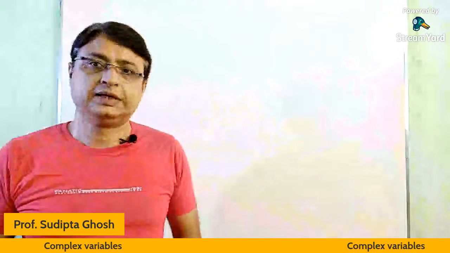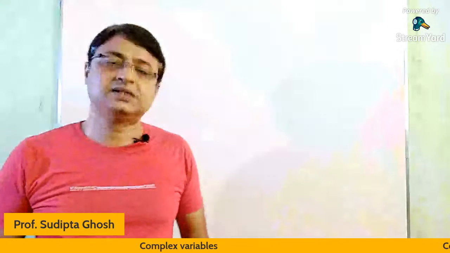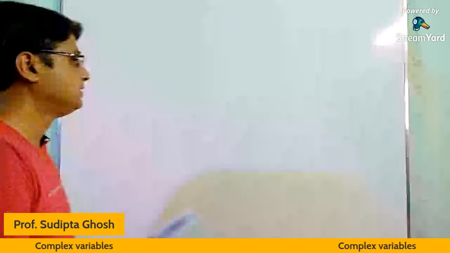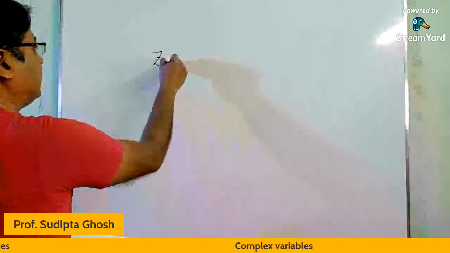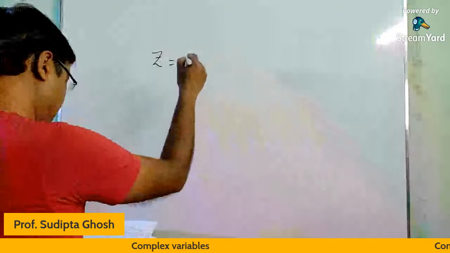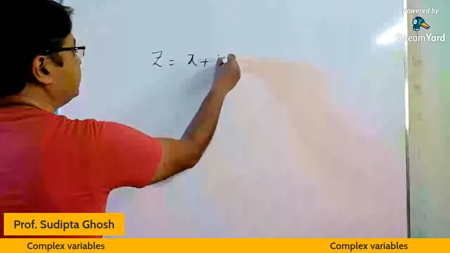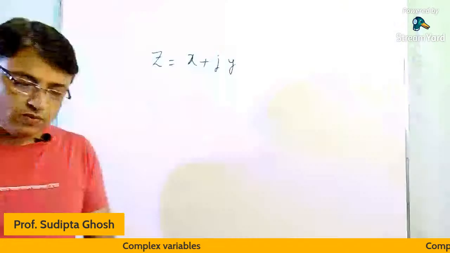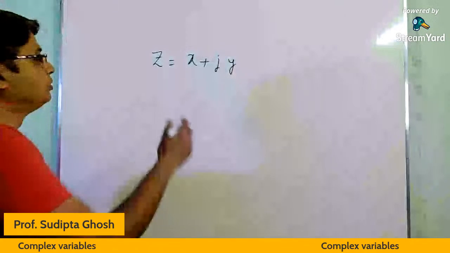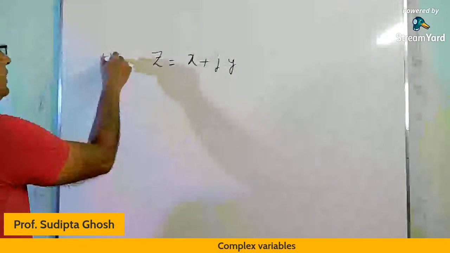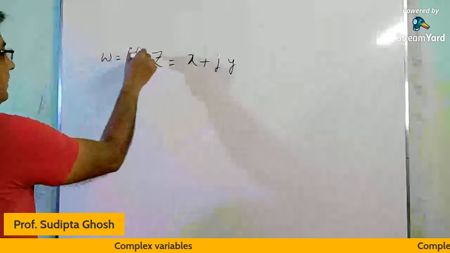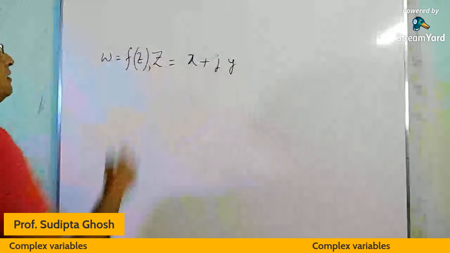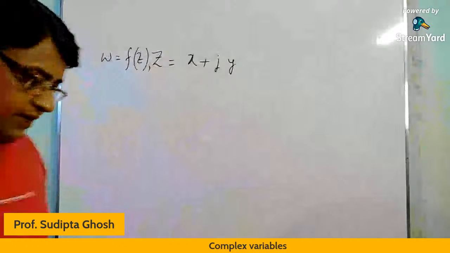So for this, let us consider W, which is a function of a complex variable Z, such that Z can be written as some real variable x plus jy. Here x and y are real quantities. So W is actually written as a function of z, where z equals x plus jy.